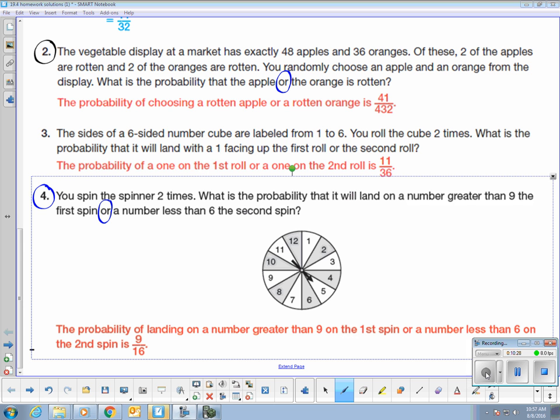First, by taking the probability that event A is a number greater than 9. So there are 3 numbers that are greater than 9 out of a total of 12 numbers. Plus, the probability of event B is a number less than 6. A number less than 6 would be 1, 2, 3, 4, 5. There are 5 numbers less than 6 out of 12. And then we're going to subtract the probability of event A and event B, 3/12 times 5/12.